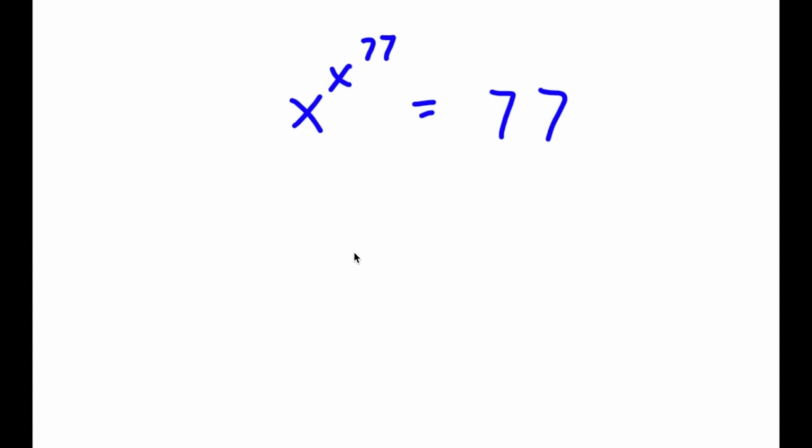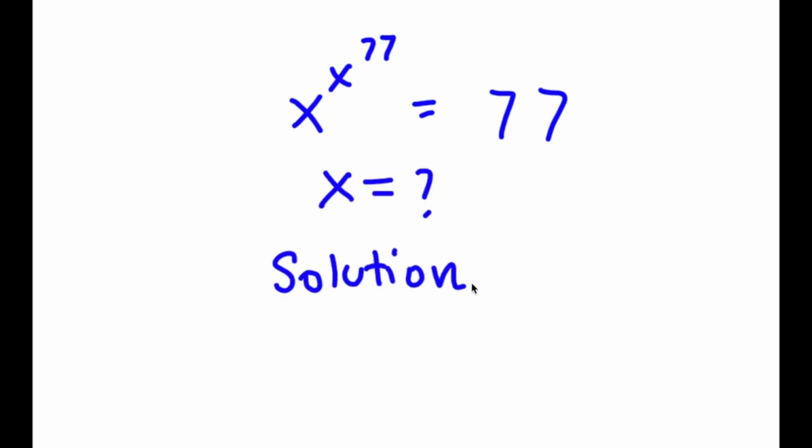Alright, so in this problem, I have x to the power of x to the power of 77 equal to 77. So I obviously want to find the value of x for this problem. So for my solution, I'm going to first start by taking the power of 77 on both sides.